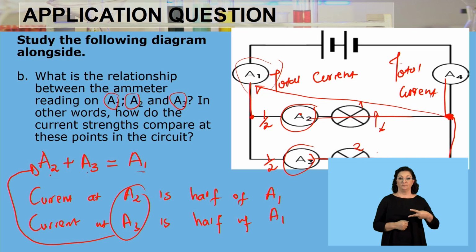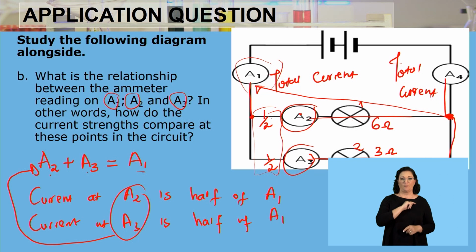To make this more practical, earlier on we said, if light bulb number 1 has a resistance of 6 ohms and light bulb number 2 has a resistance of 3 ohms, light bulb number 1 has a higher resistance as compared to light bulb number 2. However, we do know that the relationship between resistance and current is that when resistance increases, current must decrease. So that would mean that light bulb number 1 will receive a much lower current as compared to light bulb number 2. And that would mean that this will not be true. This is only true if these two light bulbs are identical and have the same resistance.